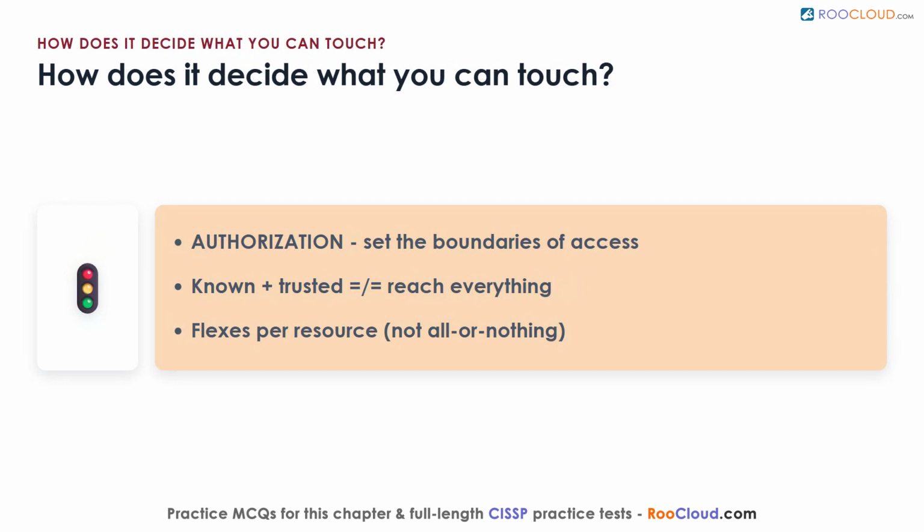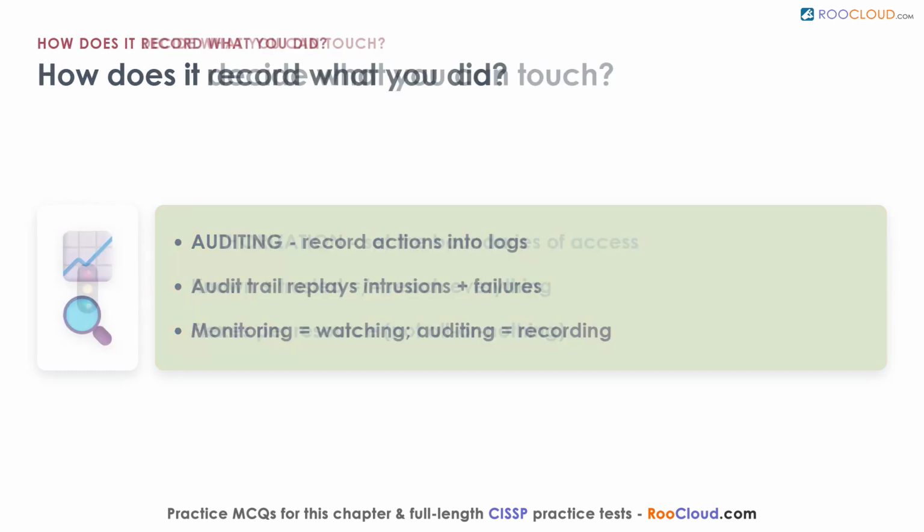How does the system decide what you are allowed to touch? Through authorization. Once you are authenticated, authorization sets the boundaries of what you can do. Being known and being trusted does not mean you can reach everything. You might read a report but not delete it, or open an app but see none of its data. It is not all or nothing like the first 2 steps. It flexes per resource. Think of a hotel keycard that opens your room and the gym, but not the manager's office.